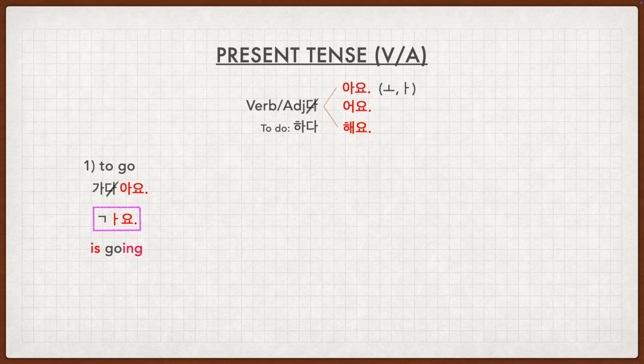How do we combine 가 and 아? On 가, it doesn't have a final consonant. We can combine it. One more time. 가요.